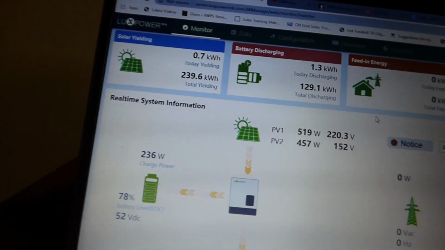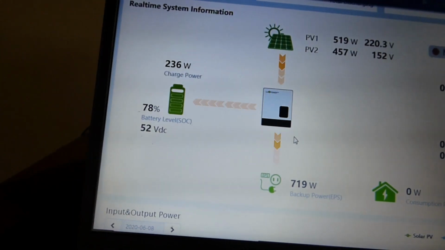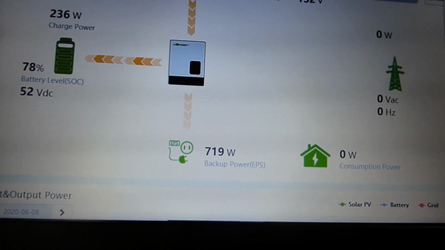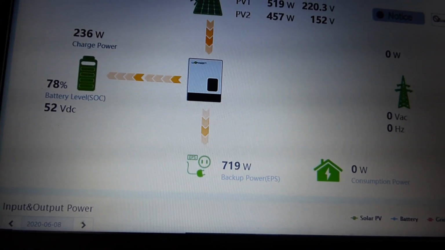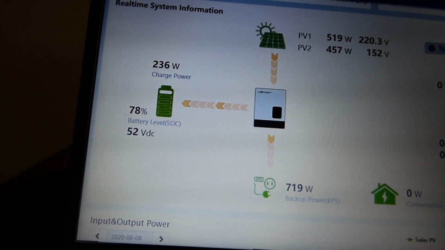You'd asked me to do a video, so sorry, before I get distracted. Right now my inverter is still loading. Okay, while this loads, let's go back to our power view.